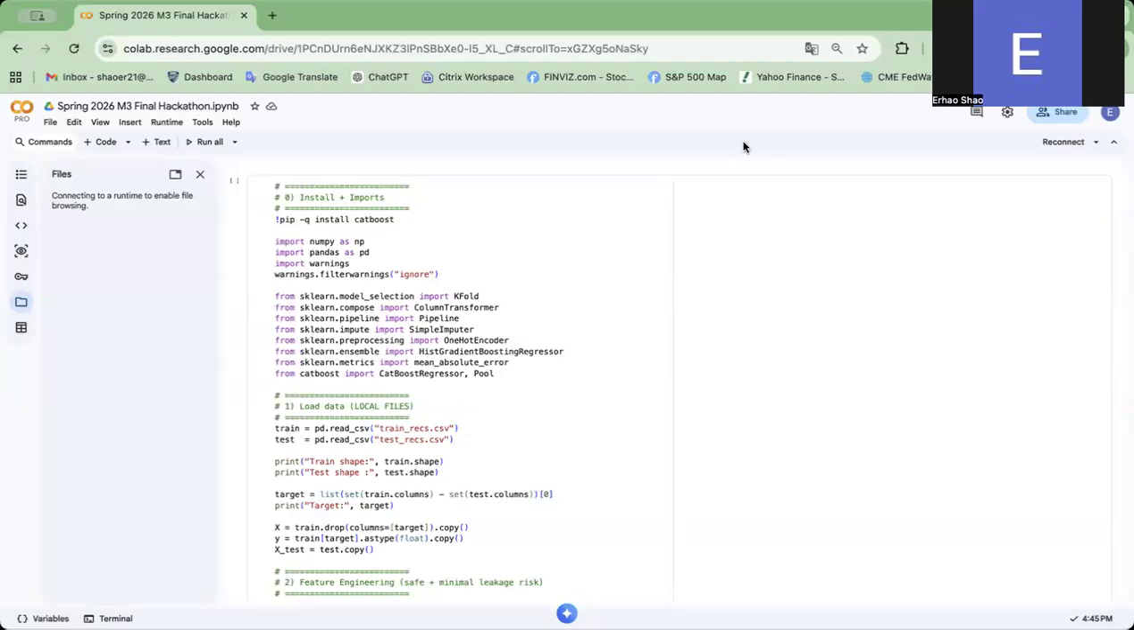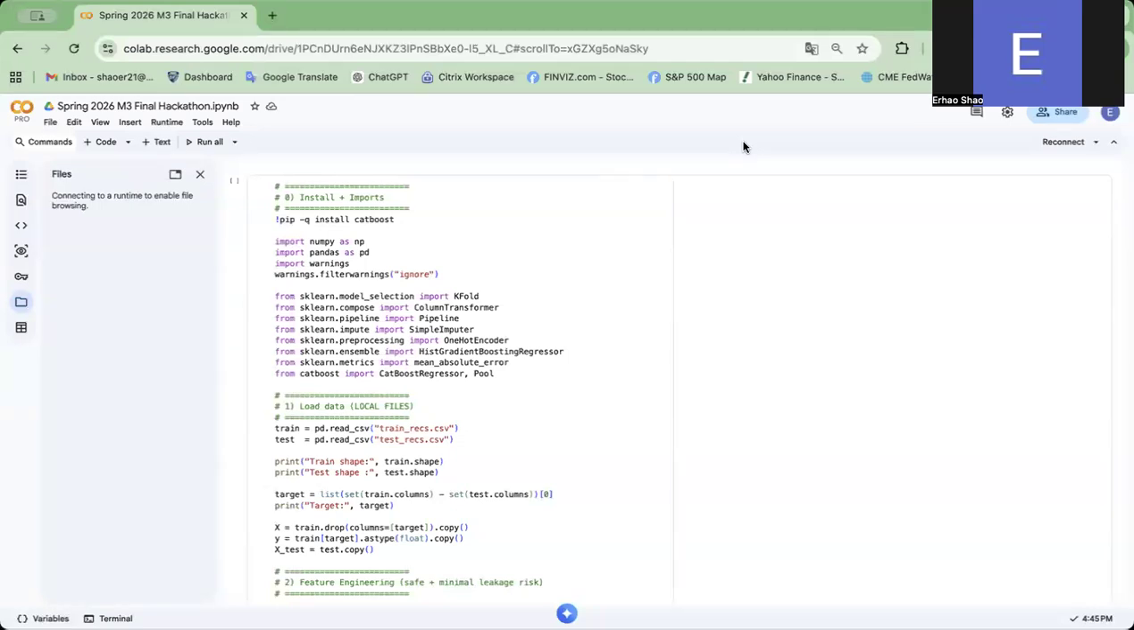Hello, everyone. In this project, the goal was to build a regression model to predict the average daily electricity consumption of the household using the RECS dataset. The evaluation measure is the MAE, which stands for mean absolute error. So the main objective through our workflow was to systematically reduce the MAE while ensuring the model generalized well.